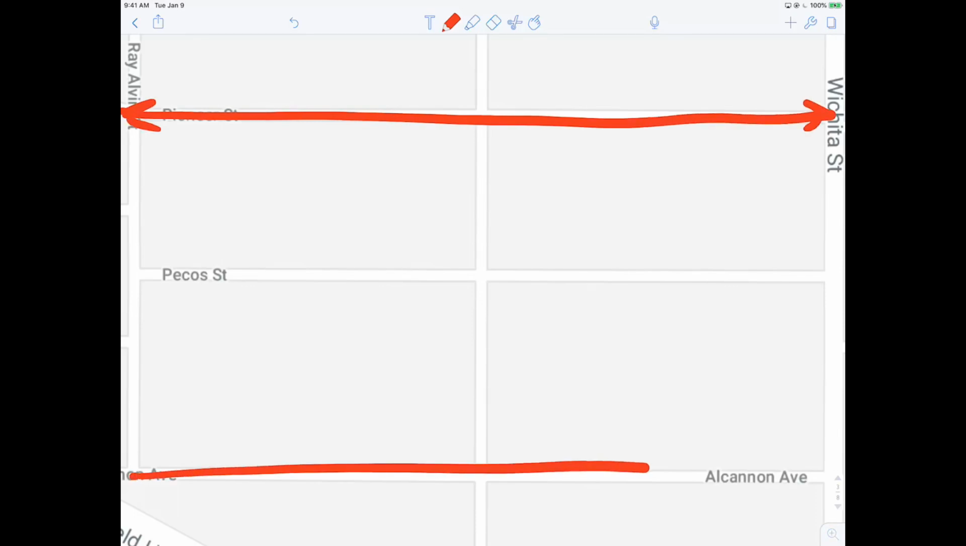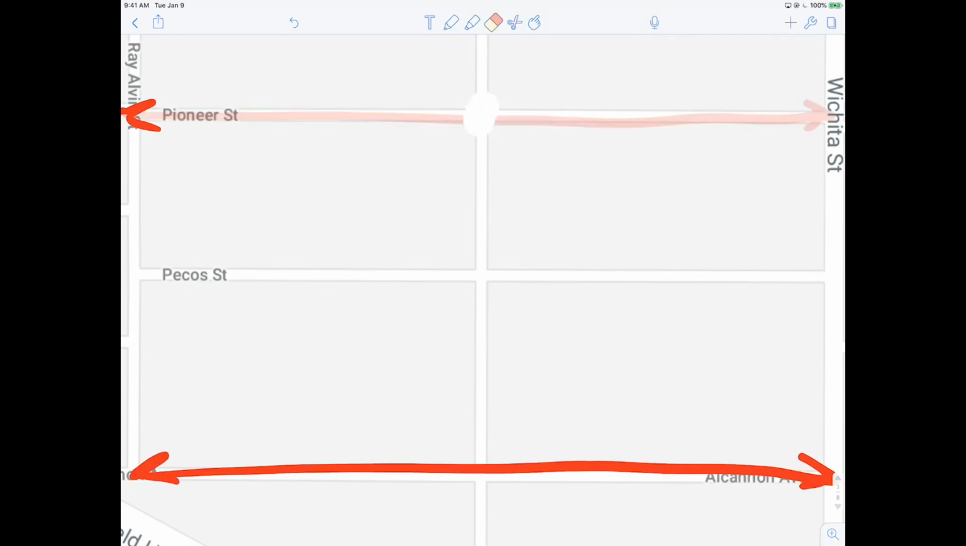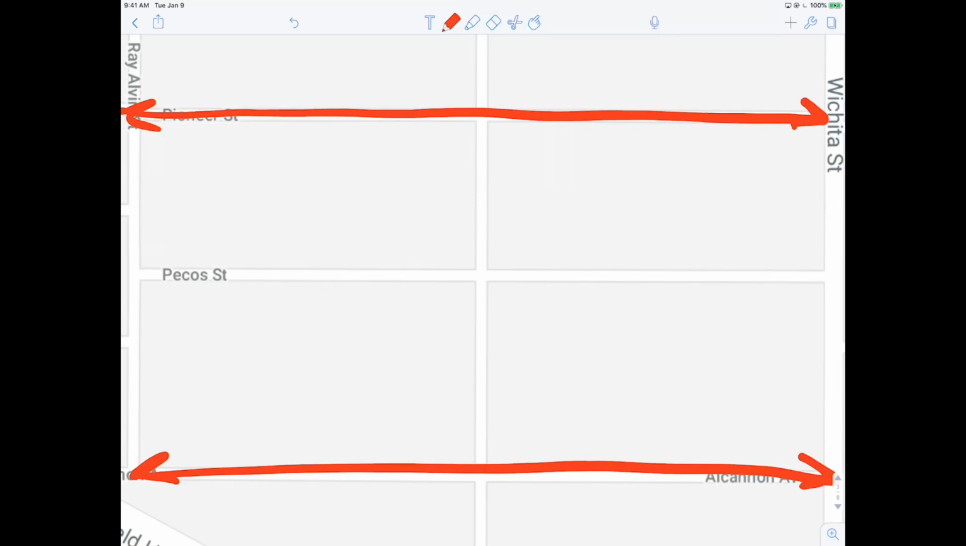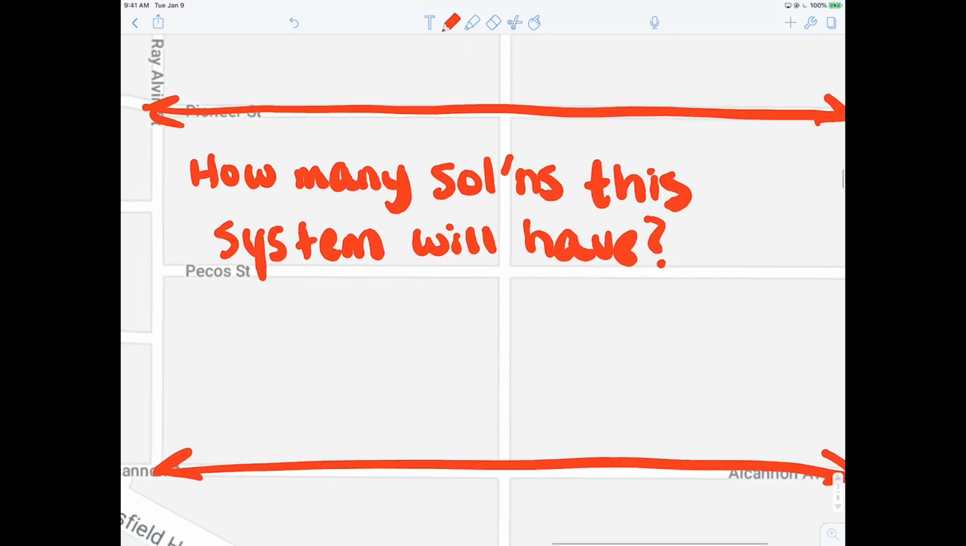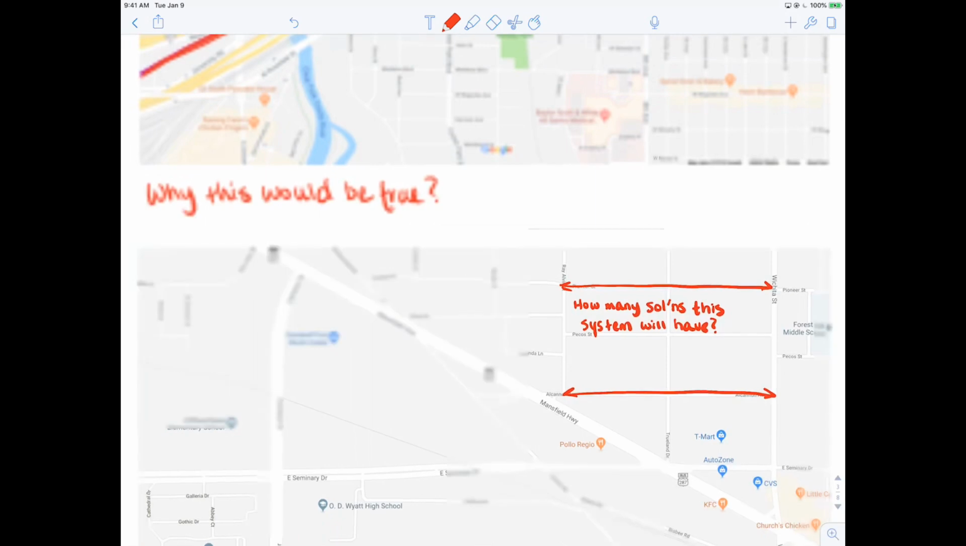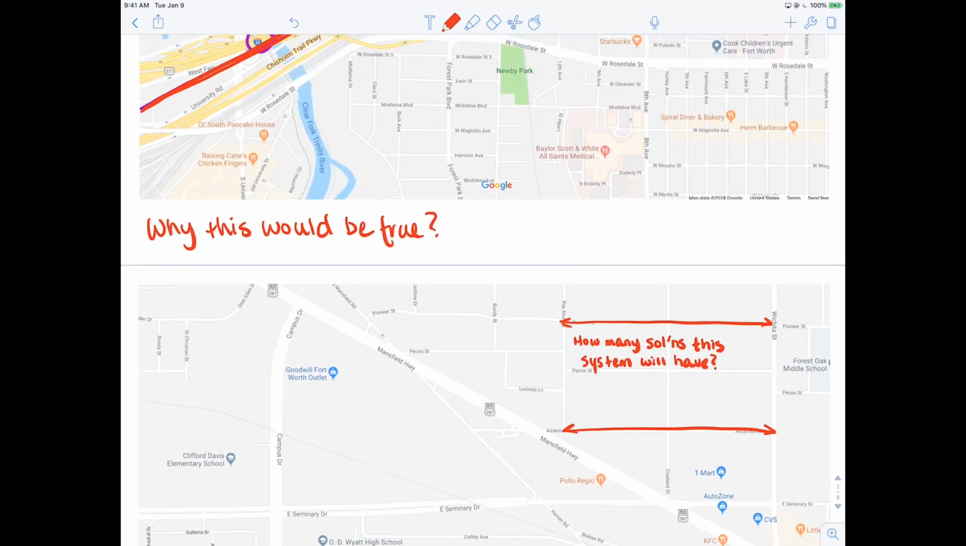and this line, this street, Alcannon Avenue, and that other street, what was it? Pioneer Street. They are parallel. They will never touch. So discuss how many solutions this system will have. And you can see that many streets function that way on many parts of our graphs.